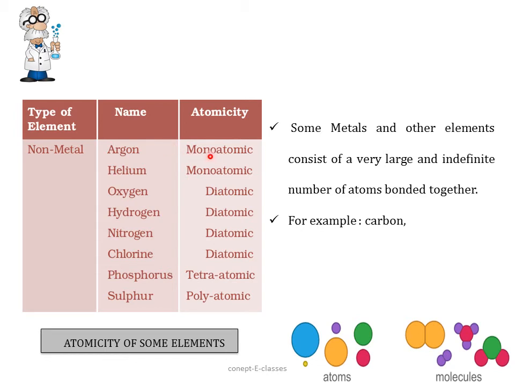Argon, it is monoatomic, that is, it consists of only one atom. Helium also consists of only one atom. Oxygen is diatomic, it consists of two atoms of oxygen. Hydrogen, diatomic. Nitrogen, diatomic. Chlorine, diatomic. Phosphorus is tetraatomic, that is, it contains 4 atoms. Sulfur is polyatomic, it consists of 8 atoms.